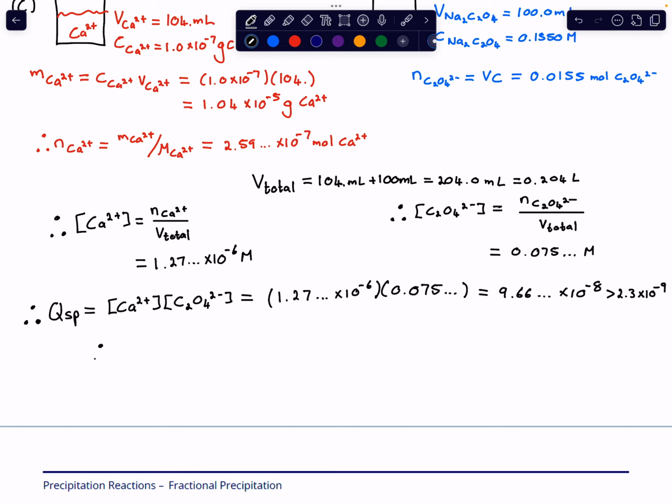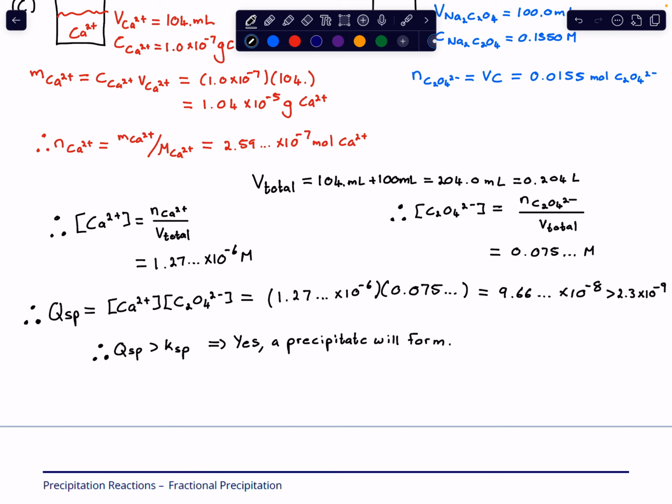So that means that QSP is larger than KSP. So what does that mean? That means yes, a precipitate will form. Alright, because our ion product is larger than our equilibrium solubility product.